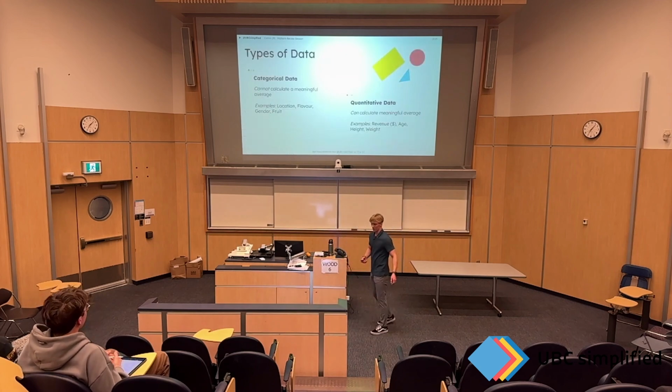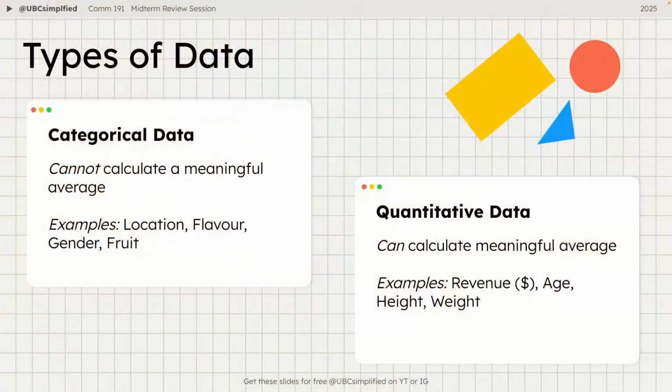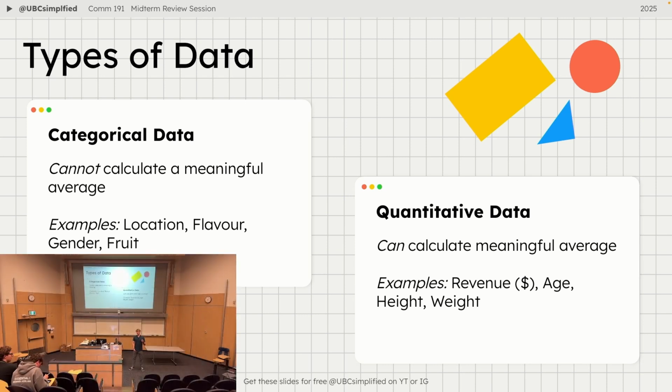statistic is. Okay, so let's start off with the two different types of data. One, we have categorical, the other we have quantitative. The biggest difference is that for one, you can take a meaningful average, and that's quantitative data. So if you can take an average of that data and it makes sense, then that is quantitative data.